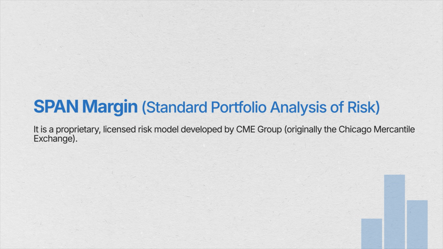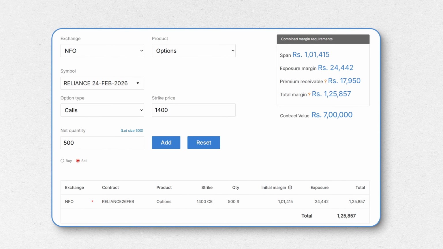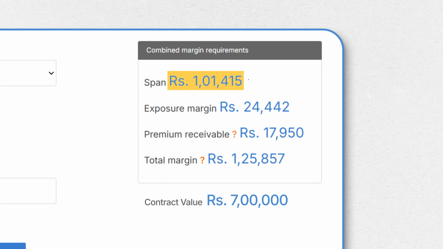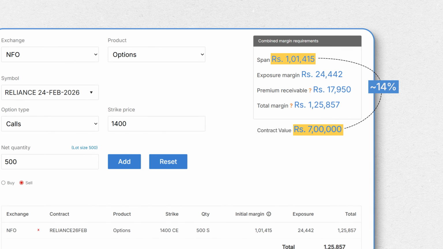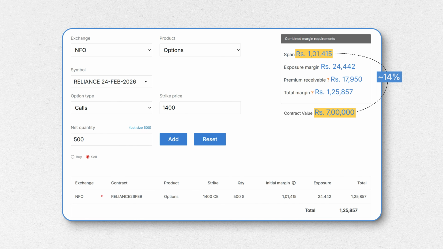Margin has two components. One is called the SPAN margin. SPAN stands for Standard Portfolio Analysis of Risk. It's a proprietary licensed risk model developed by CME Group, originally the Chicago Mercantile Exchange. In our example, SPAN margin is roughly around 1 lakh. That's 14% of the contract value. This portion covers the statistically estimated worst case loss over a short time horizon.